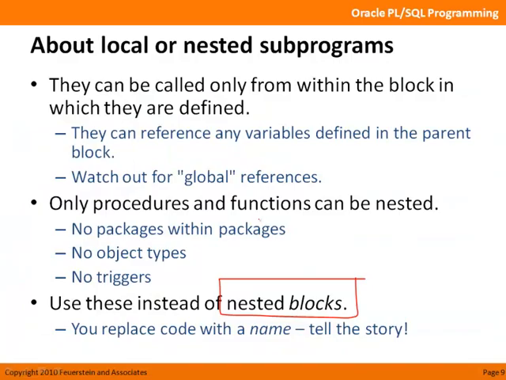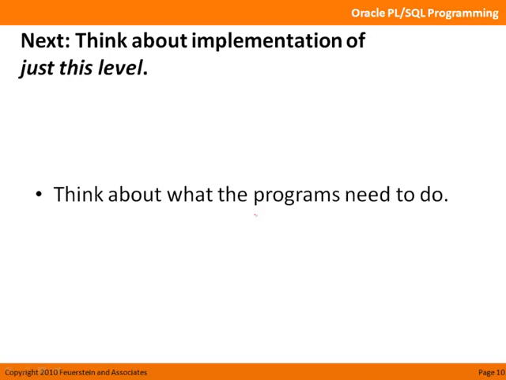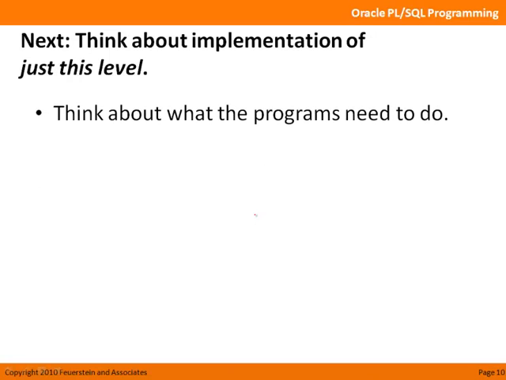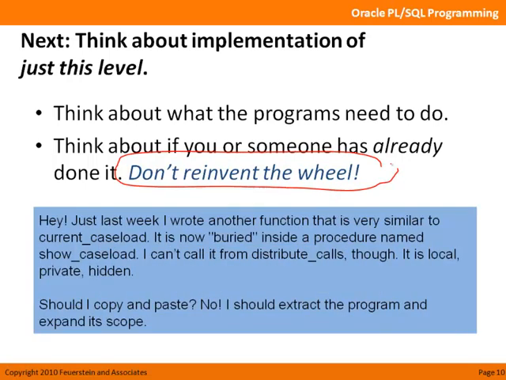Okay, so I've defined my local subprograms. I get my program to compile, but it still doesn't do anything. So now I go down to the next level of implementation. I'm done at the executive summary, and I go down a level. I have to think about what the programs need to do. And then I ask myself, has somebody already done it? Did I already do it? The main thing is we want to avoid reinventing the wheel. And I realize as I look at this code, hey, just last week I wrote another function that's very similar to current caseload. It's now currently inside another procedure named show the caseload.